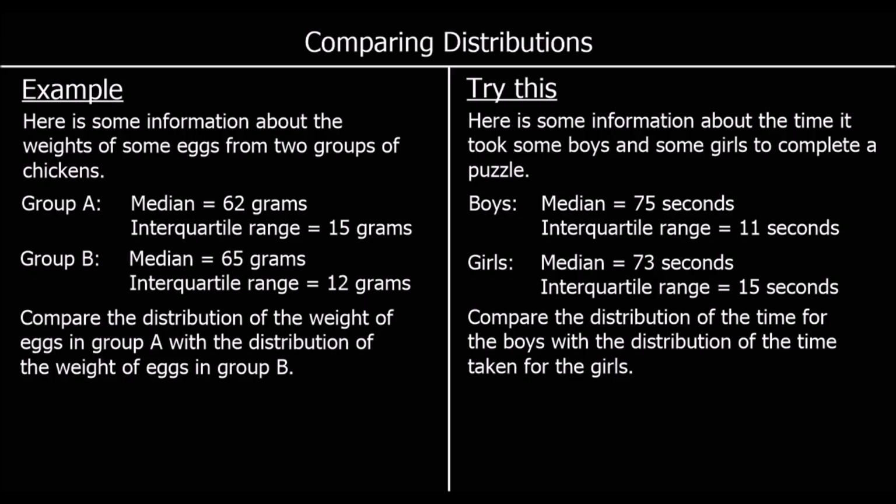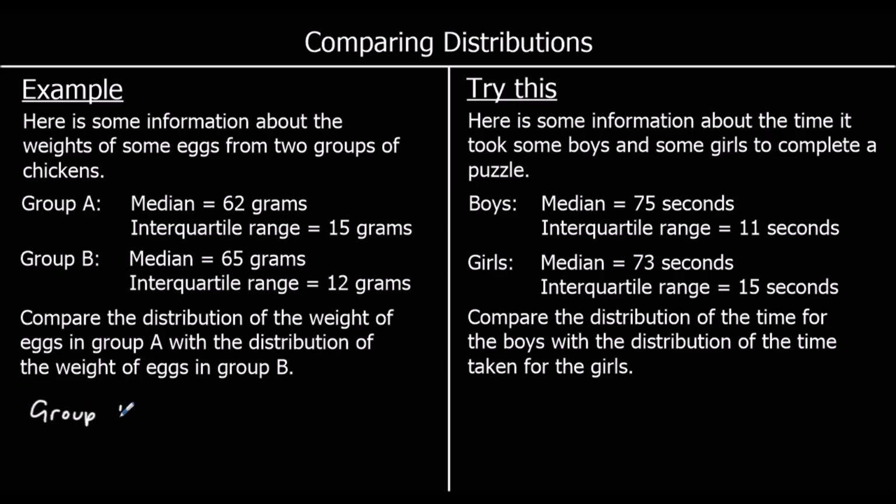Here's a question where we need to compare distributions. We've got information about the weights of eggs from 2 groups of chickens, group A and group B. We have to compare the distribution of the weight of eggs in A with the weight of eggs in B. When we're asked to compare 2 distributions, we have to make one comparison about the average, about the median, and one comparison about the spread, which is the interquartile range. So group B has a higher median. So 65 is bigger than 62.